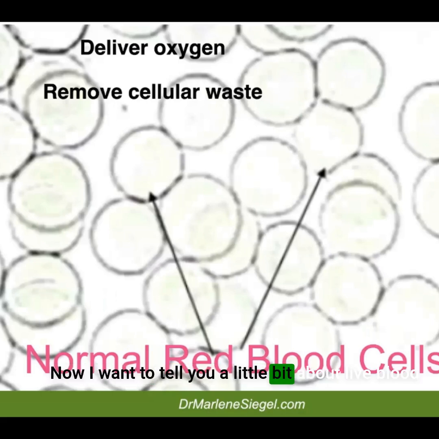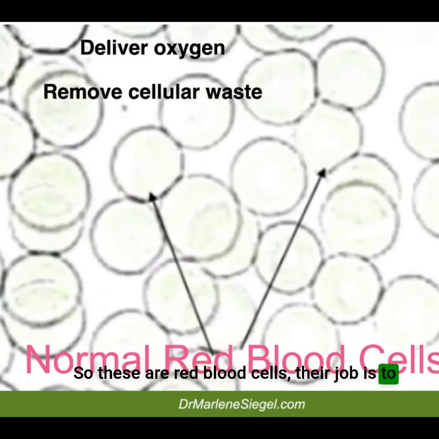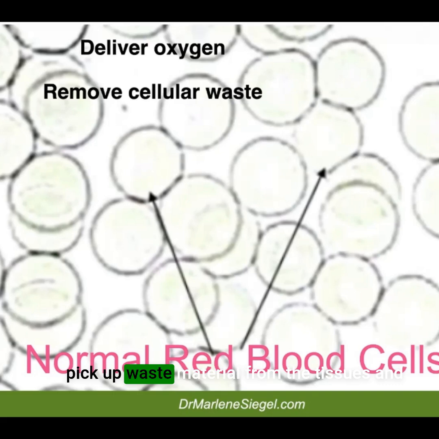Now I want to tell you a little bit about live blood analysis. And I use this as a way of measuring the fourth phase of water, of measuring structured water. So these are red blood cells. Their job is to pick up oxygen, deliver that to the tissues, pick up waste material from the tissues, and deliver that out the lungs and out the body. It's a wonderful system, and the red blood cell uses its surface area.